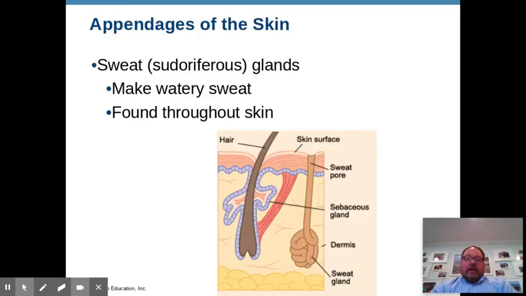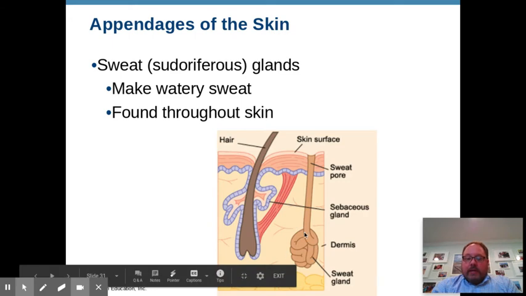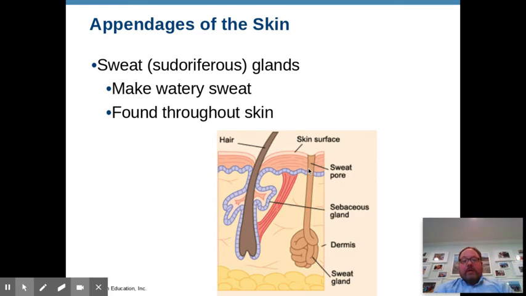All right, we also have sweat glands. Now, sweat glands will produce a couple different types of sweat. Here, I like this image because here you see the sebaceous gland that produces the oil, and then here you see this watery sweat gland, and it's a different gland, has its own duct, travels to the surface of the skin. And we'll have sweat glands all over the body.